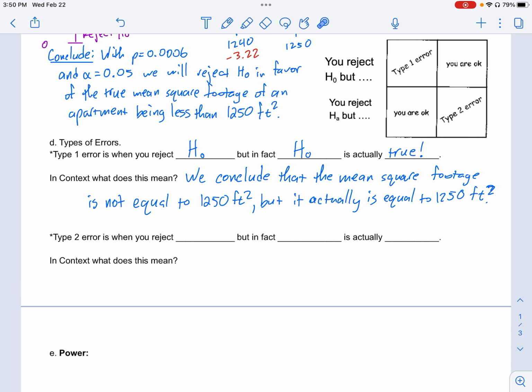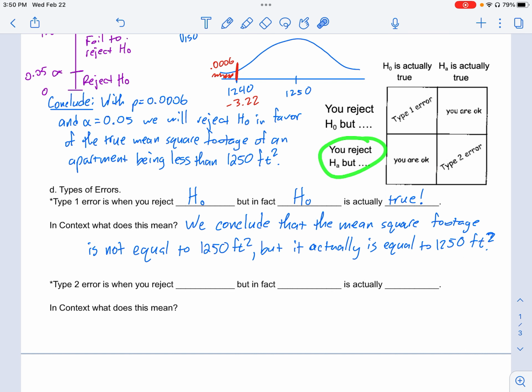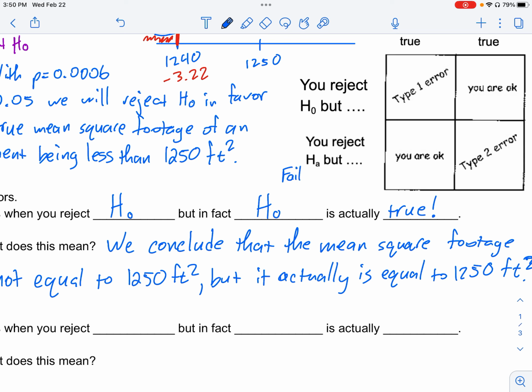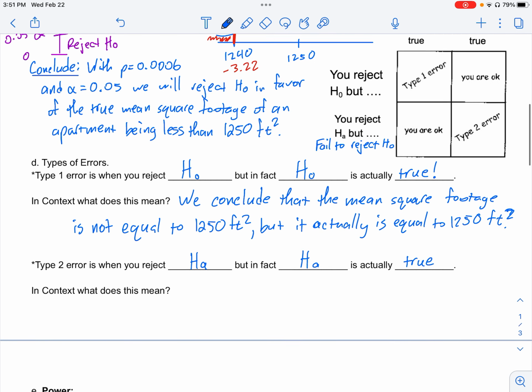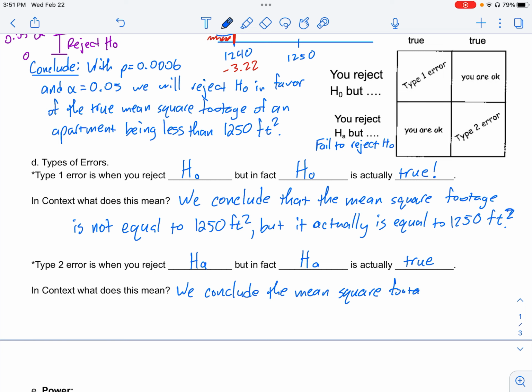A type 2 error is here. That is when you reject the alternative, or another way to say that is you fail to reject the null, but in fact, the alternative is true. What does that mean for this apartment story? This would mean that we conclude the mean square footage is equal to 1250 square feet, but in reality, in truth, the mean square footage is less than 1250.